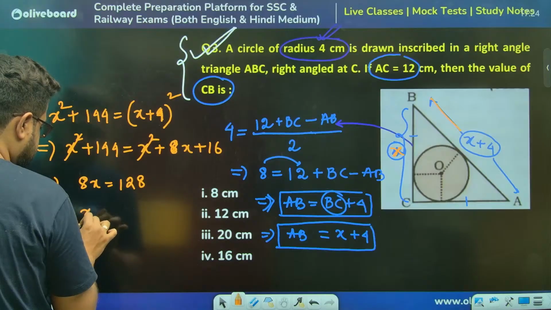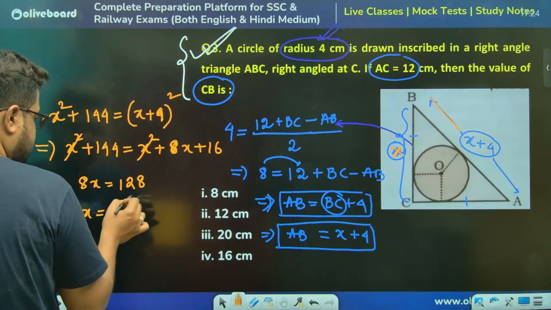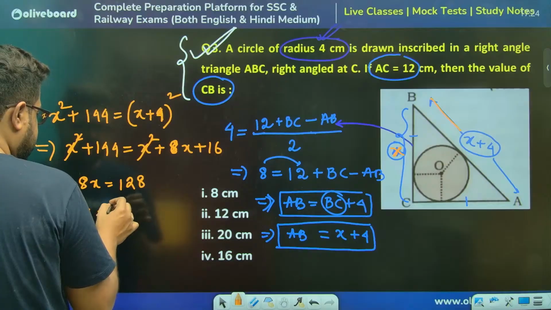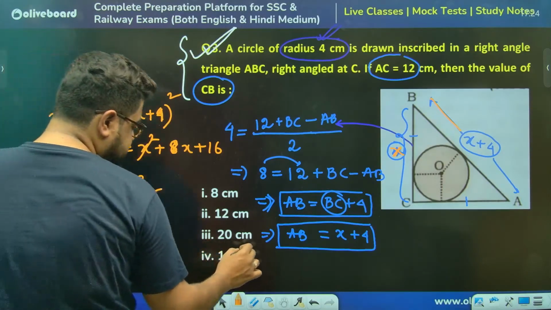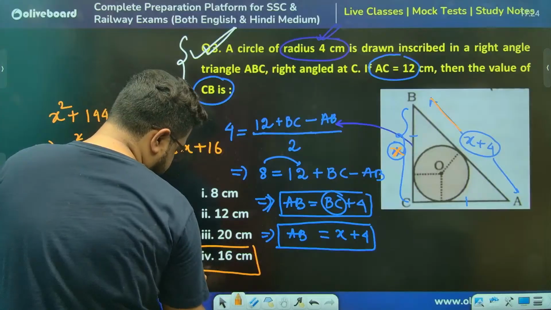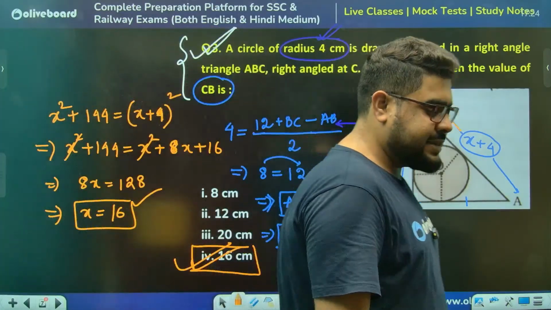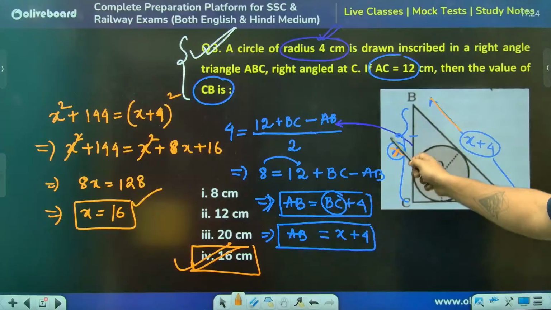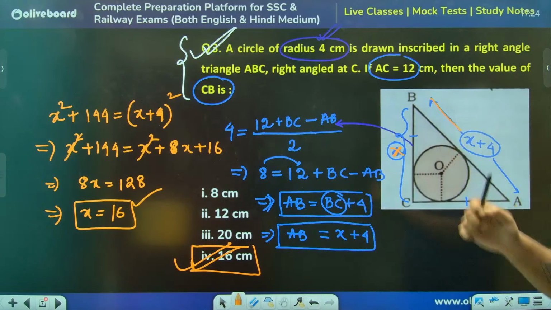Right? X is, sir, how much? 16, right? Yes sir, 16. So the answer to your question is option number 4, 16. The value of x, or the length of CB, is 16.